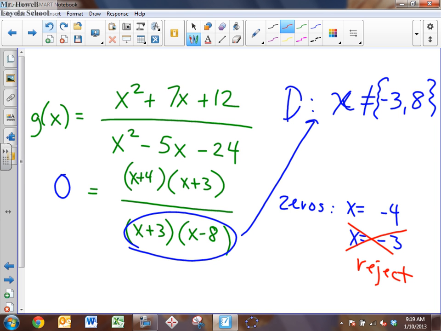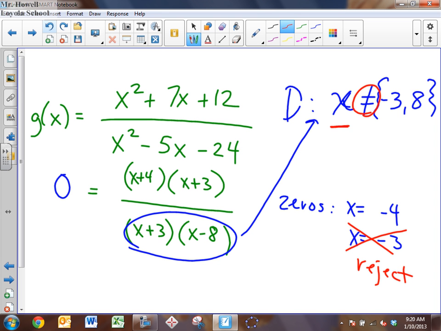Reject the 0. How come? Because negative 3 cannot be in the domain. It is already stated up top that x cannot equal negative 3. So even though it looks like negative 3 is going to be one of the zeros, we have to reject that solution, because it was stated earlier that it can't be in the domain. And that's the reason that I started this problem by looking at the domain first.